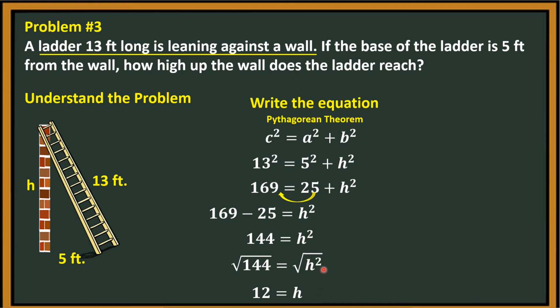Because the exponent of this is 2. The index of this is 2. So, when divided, that is 1. That is why we have only here h. Therefore, the height of the wall is 12 feet. Don't forget to write the unit.